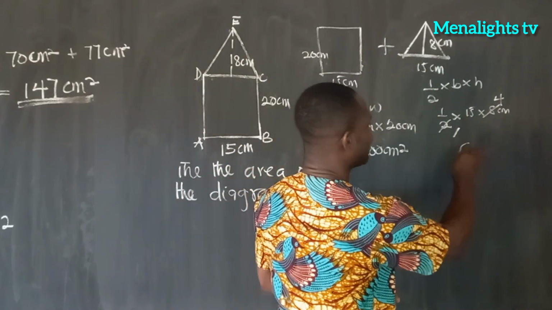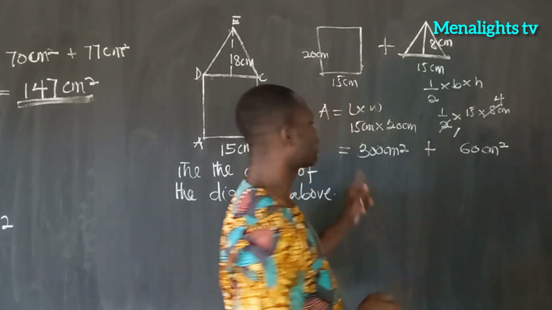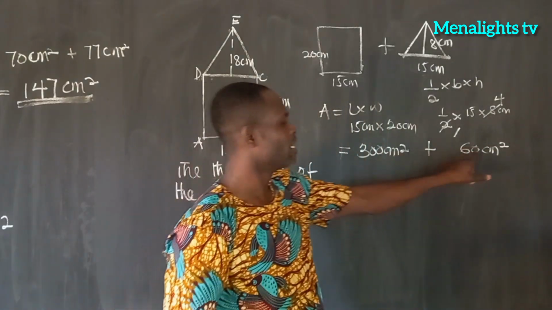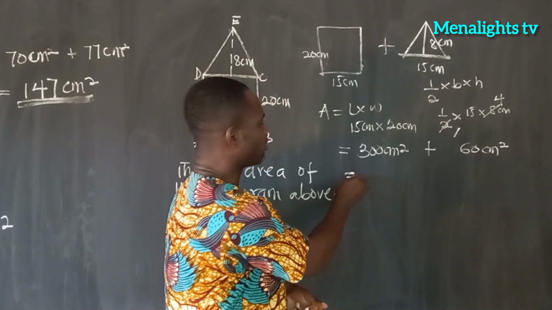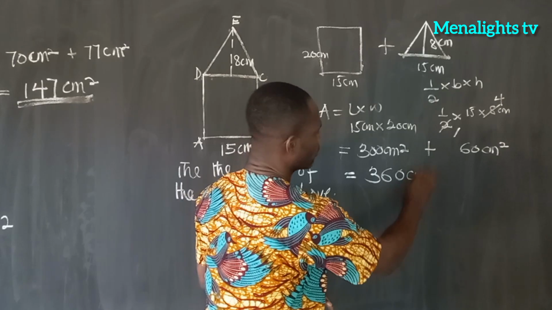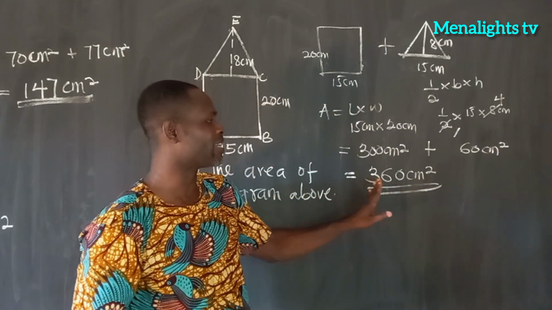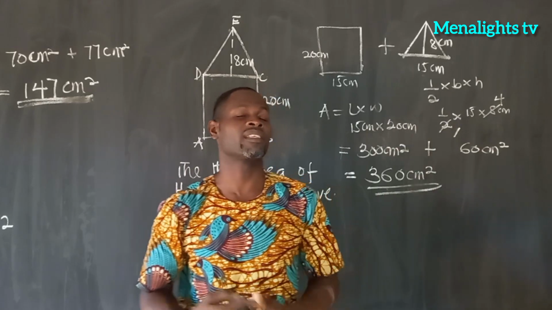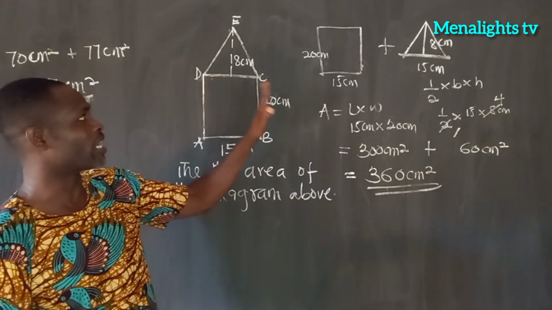So here we have the 60 centimeters squared. Then plus, so 300 centimeters squared plus 60 centimeters squared, and that is going to give us 360 centimeters squared as the area of what? This shape that we have here.